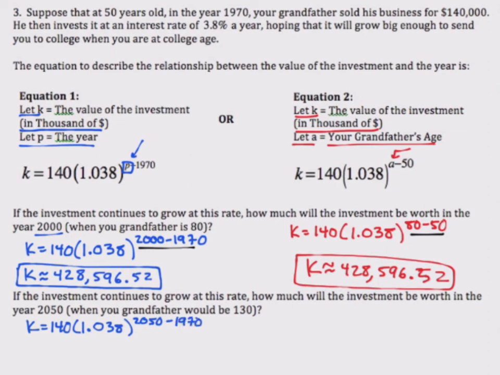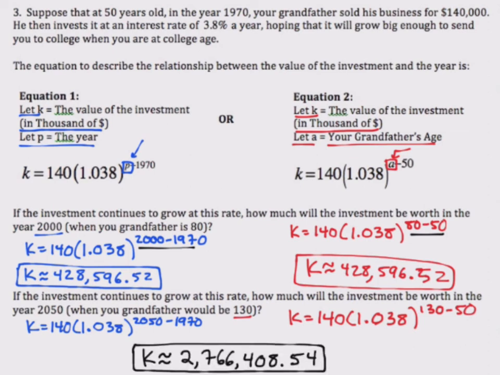For our second equation, all we're going to do is say, oh, if he would have been 130 years old, we're going to substitute 130 in for that variable A right there. And we have K equals 140 times 1.038 raised to the power of 130 minus 50. And once again, all you need to do is use your calculator to evaluate. And using each equation, you find that the value of the investment in the year 2050 will be approximately $2,766,408.54.